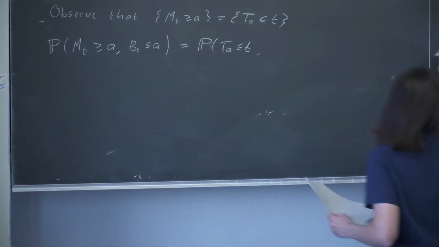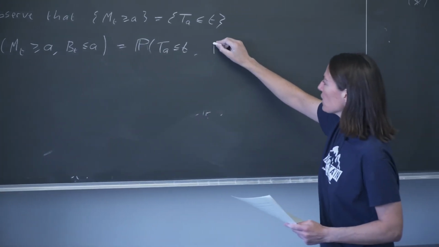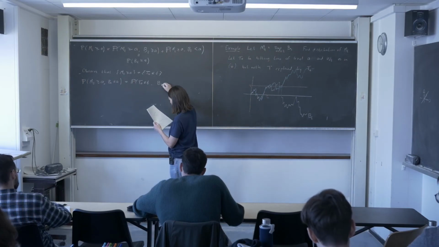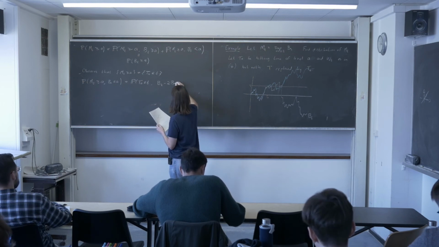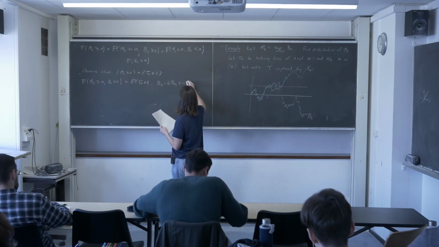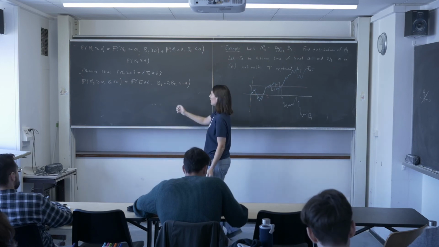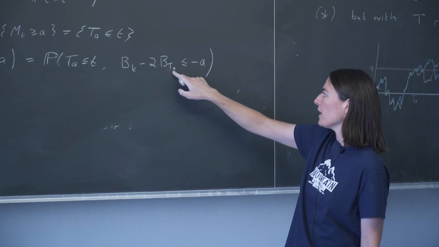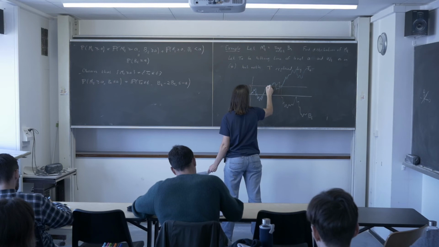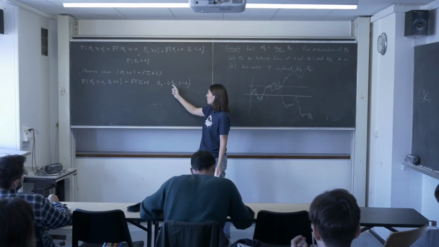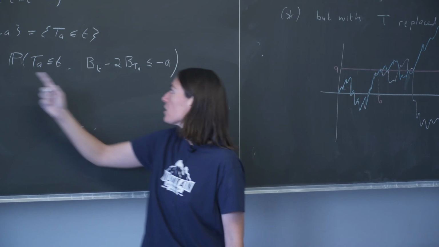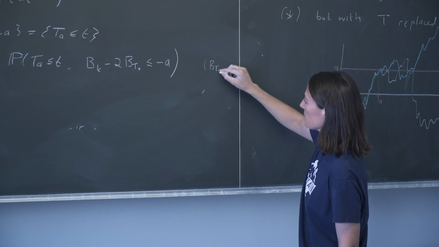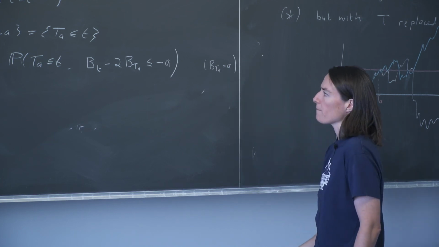And then, thinking about my reflection principle, I'm going to write B_T less than or equal to a in the form B_T minus 2B_{T_a} is less than or equal to minus a. All I've done here is use the fact that at the hitting time of level a, the Brownian motion takes the value a. At the first point we hit, we take that value. So I've subtracted 2a from the left-hand side, and I've subtracted 2a from the right-hand side. So that's all I've done here. I've used that B_{T_a} is equal to a.